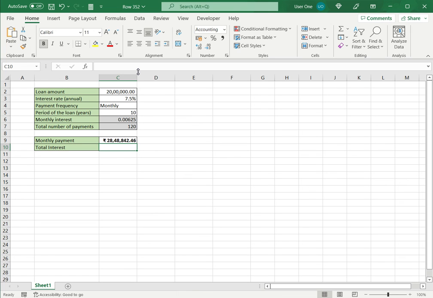say enter. Now to get the total interest, all I need to do is subtract the loan amount from the total amount paid. So I'll select the total amount paid minus the loan amount and press enter. And here I get the total interest paid on the loan. So this is two ways to calculate the total interest paid on a loan that you can do in Excel.